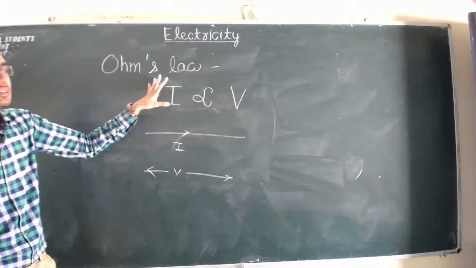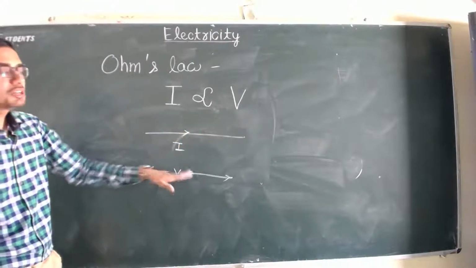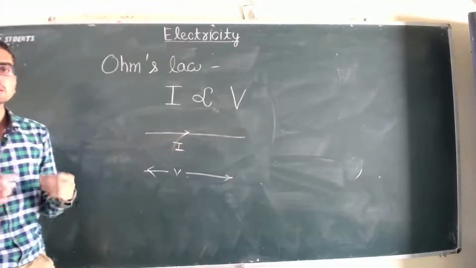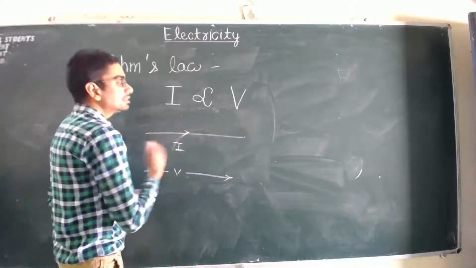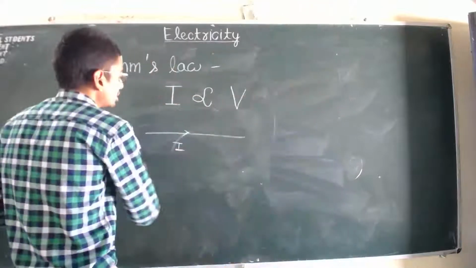So Ohm's law states that current flowing in a conductor is directly proportional to potential difference across its ends, provided that the temperature of this conductor remains same. Because अगर temperature change होगा तो इसका resistance भी change हो जाएगा, इसकी properties भी change हो जाएगी.